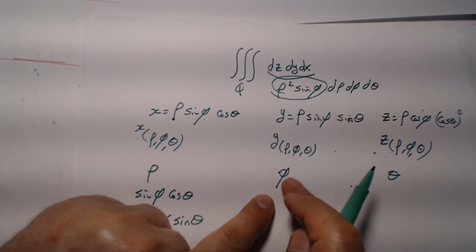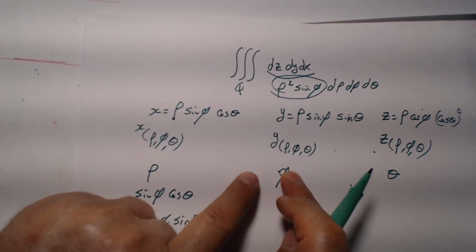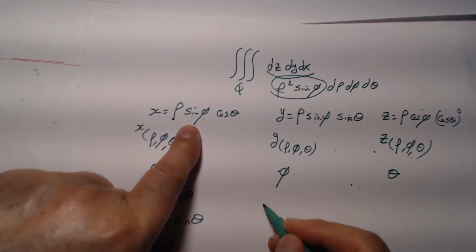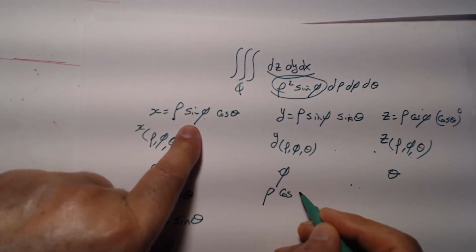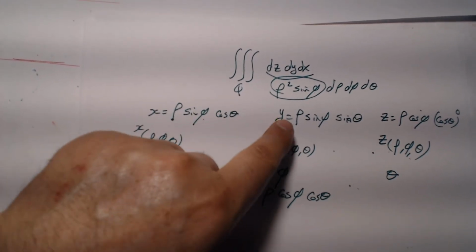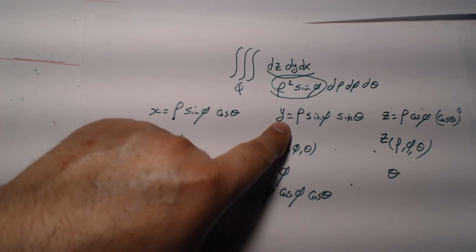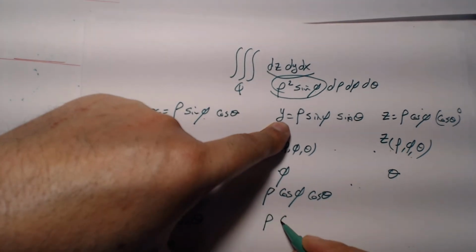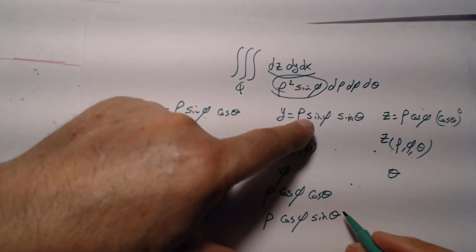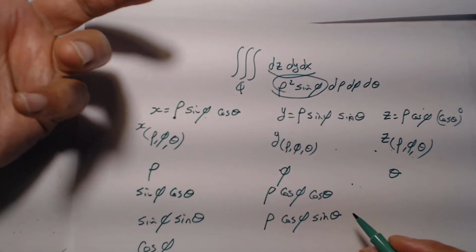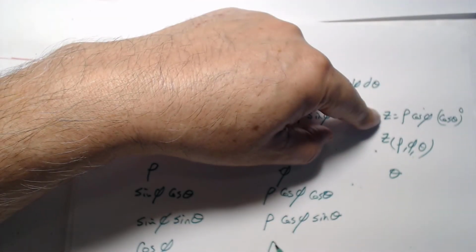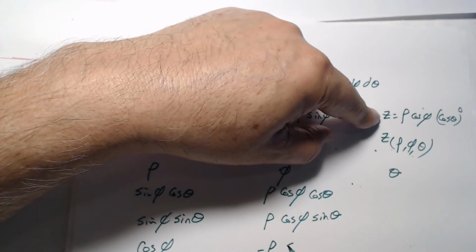Here, I need the partial derivative of x with respect to phi. What is the derivative of sine of phi? Cosine of phi. Therefore, you have rho cosine of phi cosine theta. I need the partial derivative of y with respect to phi: rho cosine of phi sine theta, because the derivative of sine is cosine. But what is the partial derivative of z with respect to phi? It is negative rho sine of phi.